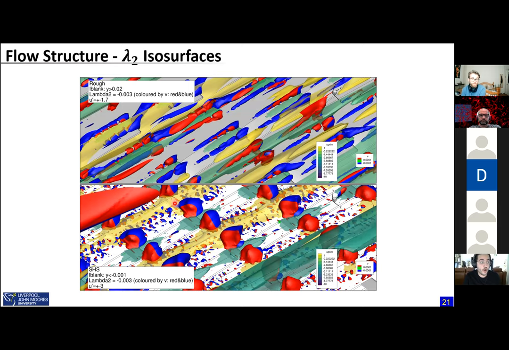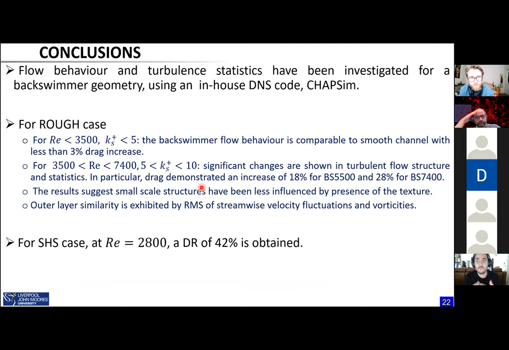Visualizations of high, low, and negative lambda 2 are shown here for both the rough and the superhydrophobic implementation. We can notice that the vortical structures for the superhydrophobic case are shorter than for the rough implementation case. In conclusion, we studied the backswimmer turbulent flow using our in-house code SHAPSIM.